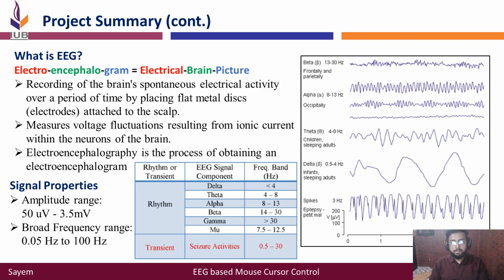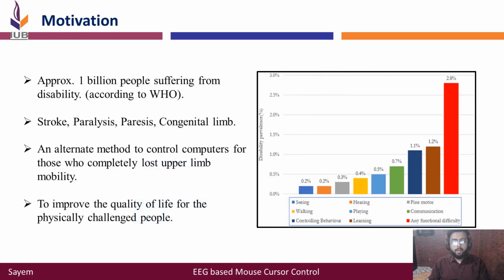According to the WHO, approximately 1 billion people are suffering from various kinds of disabilities, which include stroke, paralysis, paresis, and congenital limb disorder. So our project is driven by a deep-seated motivation to create an alternate method to control computers for those who have completely lost their upper limb mobility.